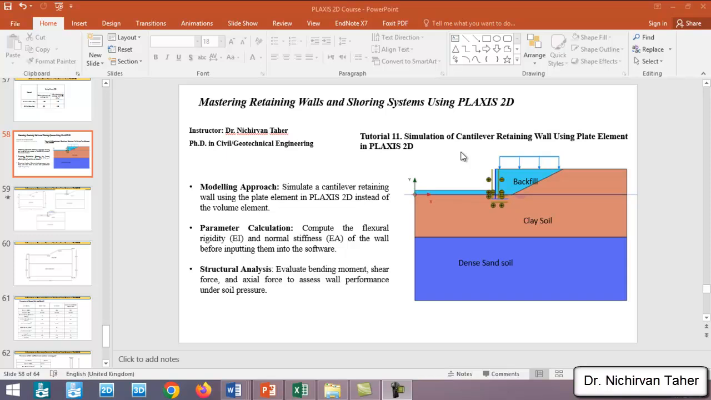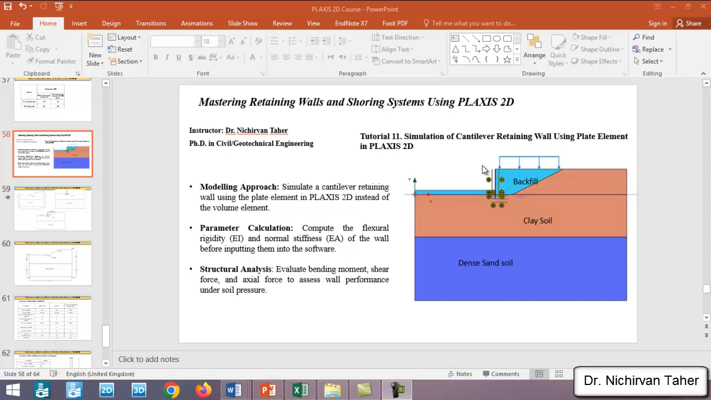If you remember, in all previous examples, we simulated different types of retaining wall, like a gravity retaining wall and cantilever retaining wall, using a volume element. So we modeled a soil polygon, and after that we defined the material for the concrete or masonry wall, and after that we assigned the material to this volume element, and it was representing the cantilever or gravity retaining wall.